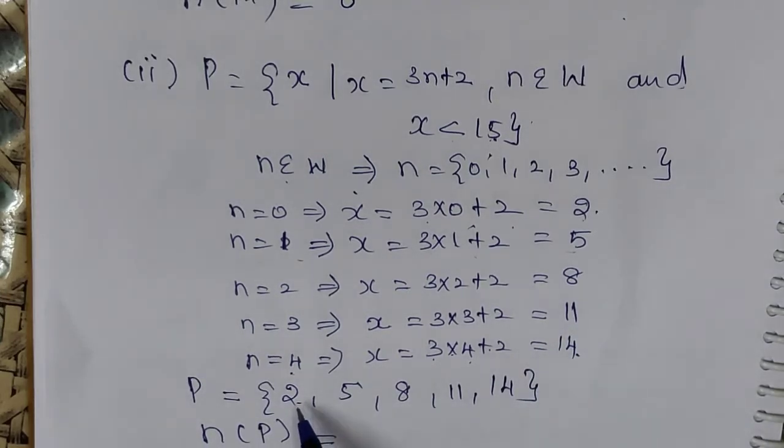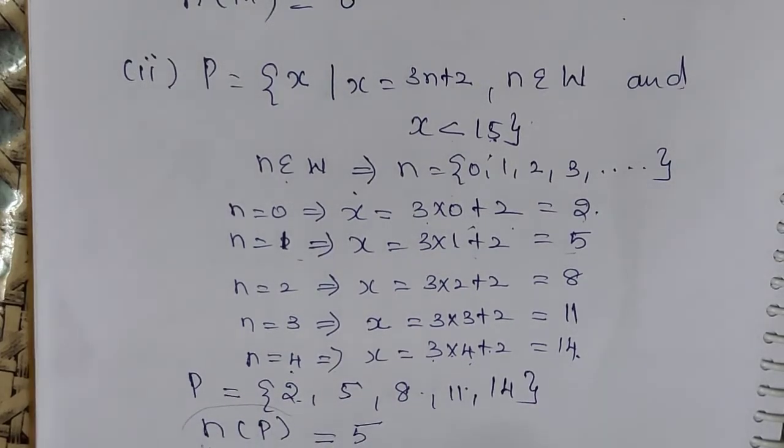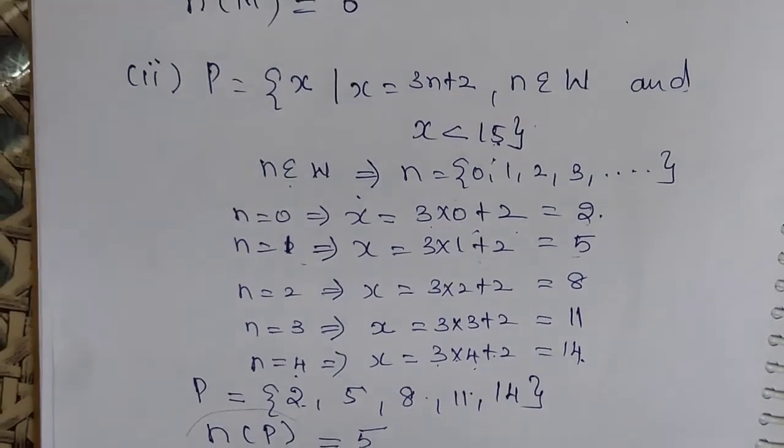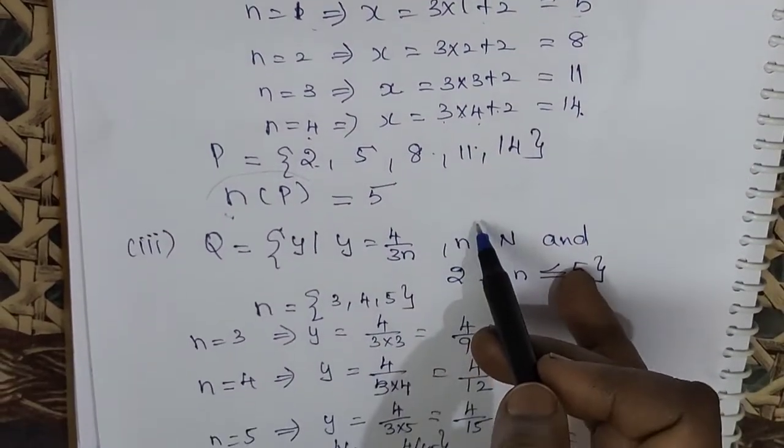So the number of elements in set P is 1, 2, 3, 4, 5. The cardinal number is always denoted by n of that particular set. So n of P equal to 5.